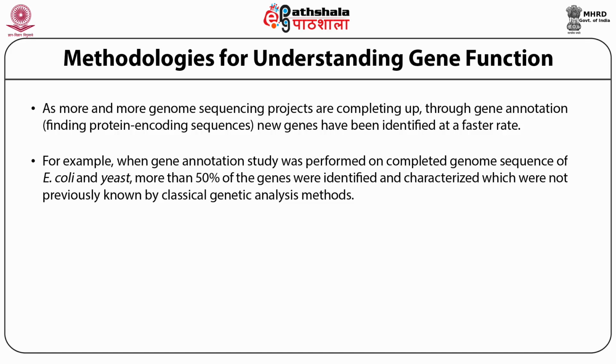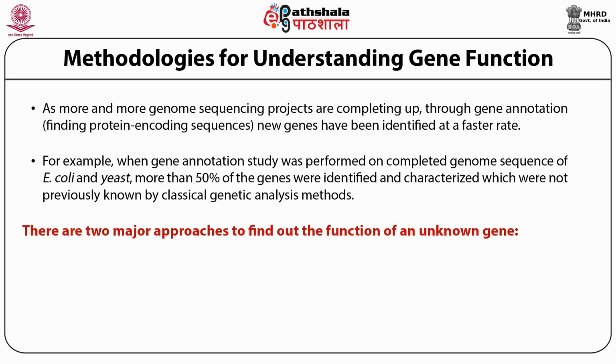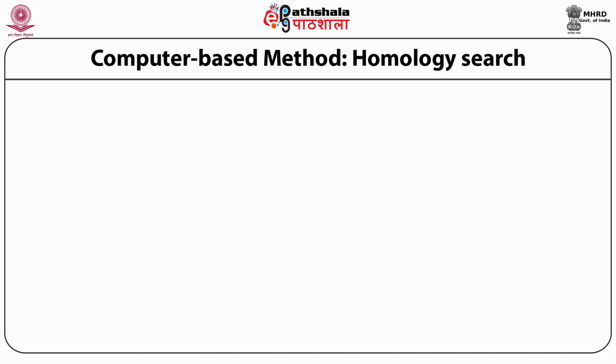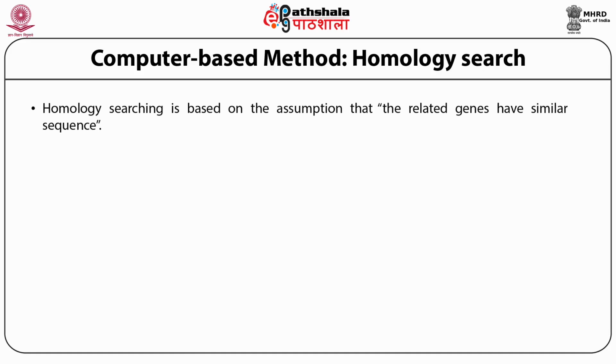coli in yeast, more than 50% of the genes were identified and characterized which were not previously known by classical gene analysis methods. There are two major approaches to find out the function of an unknown gene. First is the computer-based method and second is the experimental approach. Computer-based method, homology search. Homology searching is based on the assumption that the related genes have similar sequence.